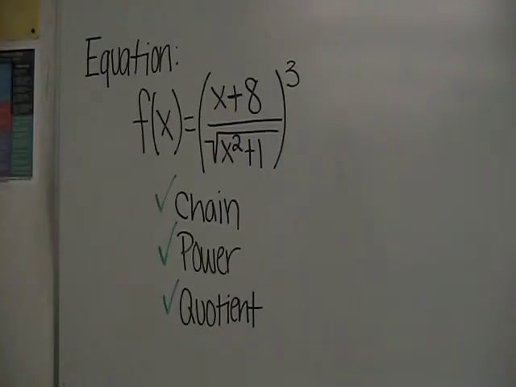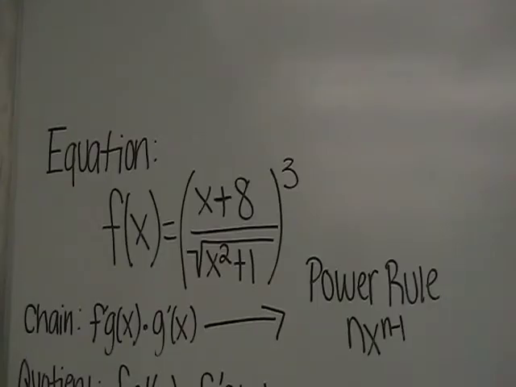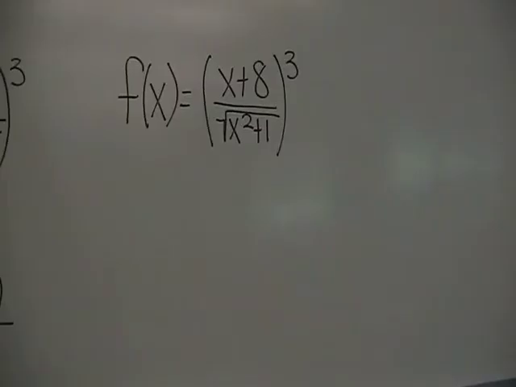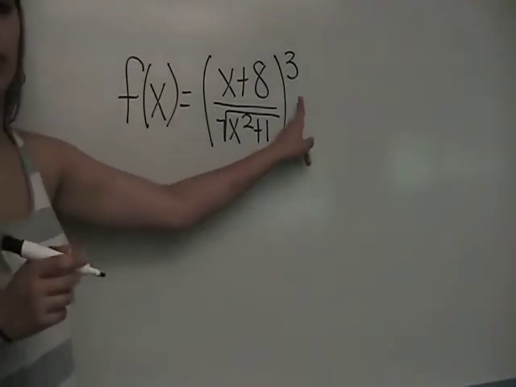So we have an example equation: f of x equals x plus 8 over the square root of x squared plus 1, cubed. Not only does this equation apply to the chain rule, but it also applies to the power and quotient rule. So with the chain rule in mind, we're first going to solve the outside part of this equation by using the power rule, n x to the n minus 1. Now that we know the power rule, we're going to go ahead and solve the outside part of the equation.